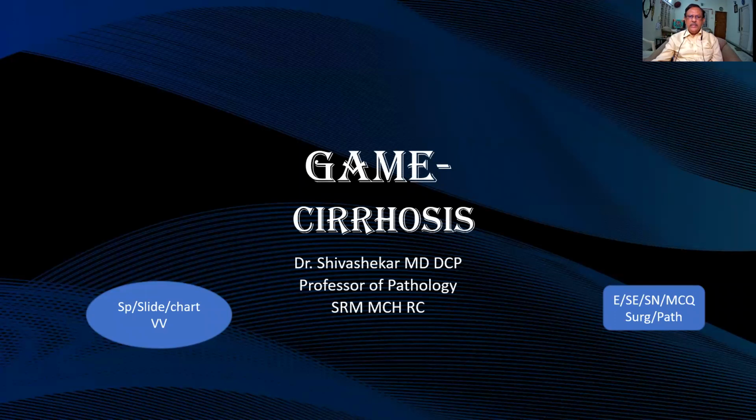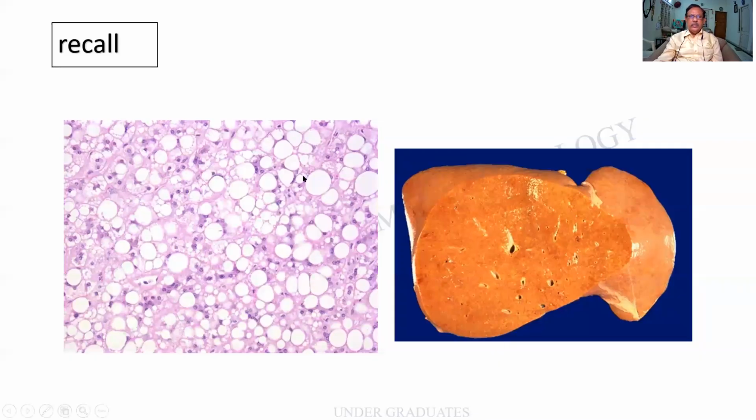The topic for the day is cirrhosis, and it has a spectrum of importance, starting from the specimen, the slide, chart, viva voce, etc. Also, on the theory front, you have essay, short note, and MCQ in surgery as well as pathology. Hence, I would like you to read this in concurrence with RATS. This is just for the sake of recall.